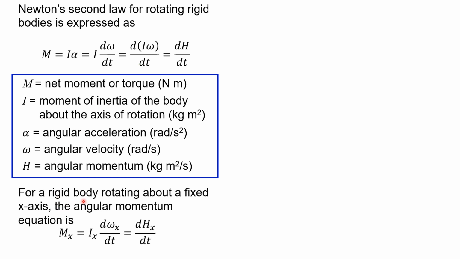For a rigid body rotating about a fixed x-axis, the angular momentum equation is, where x is the x-axis, Mx equals Ix d omega x over dt. This equals dHx over dt. So we can calculate for one particular axis.